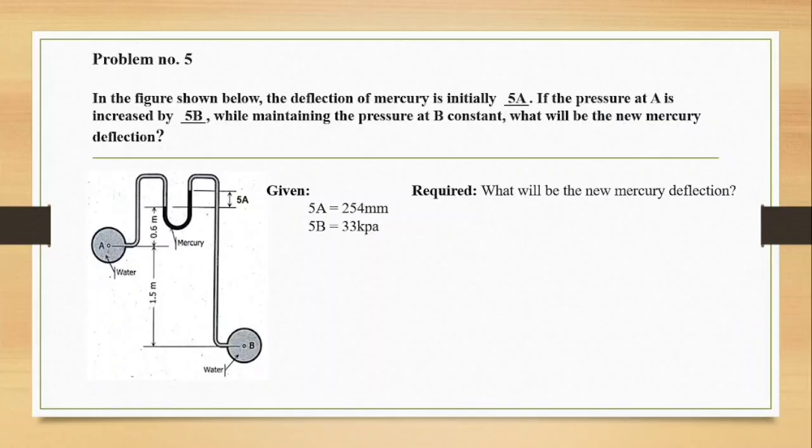So next problem is problem number 5. In the figure shown below, the deflection of mercury is initially blank. If the pressure at A is increased by blank while maintaining the pressure at B constant, what will be the new mercury deflection? So ang ato given para sa number 5 is 254 mm, and 338 kPa. So ang ato daw pangitahon is what will be the new mercury deflection para ni sa problem 5.